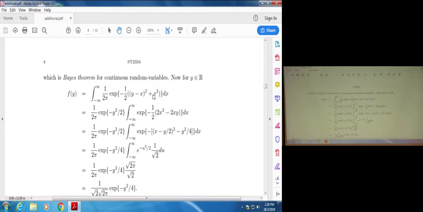Let me just write this down. What I want to do is turn the integral into something like the integral from minus infinity to infinity of exponential of minus beta times (x minus alpha) squared dx. This is what we're trying to do.